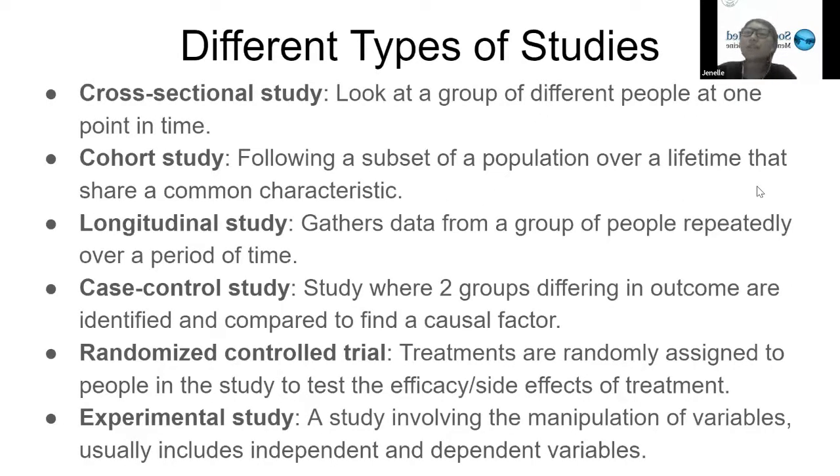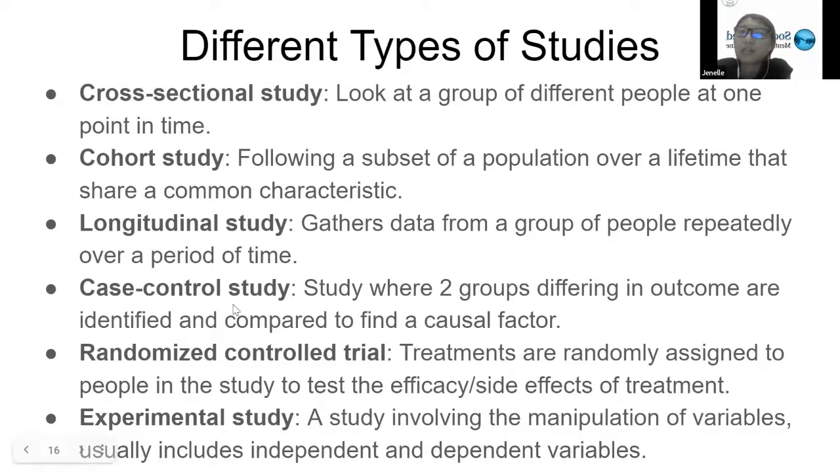The different types of studies here are the cross-sectional study, which looks at a group of different people at one point in time. The cohort study, which follows a subset of a population over a lifetime that share a particular common characteristic. And then a longitudinal study gathers data from a group of people repeatedly over a period of time. Usually the researchers will keep following up at specified periods of time for longitudinal studies.